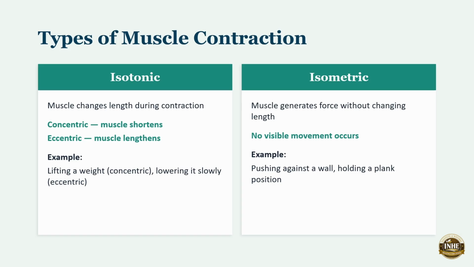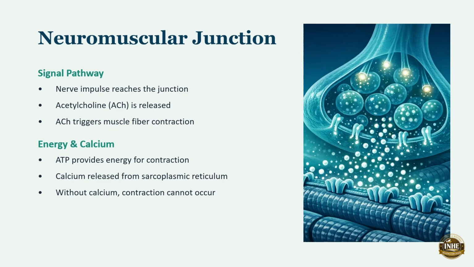Now consider how muscles are controlled. The nervous system communicates with muscles through specialized structures where signals are transmitted. A chemical messenger is released to trigger contraction. This process requires energy, which the body provides through a universal energy source used by all cells. Calcium also plays a key role in this process. It is stored within the muscle and released when needed to allow contraction to occur. Without calcium, muscles would not be able to contract properly.